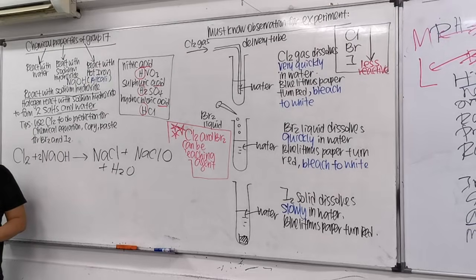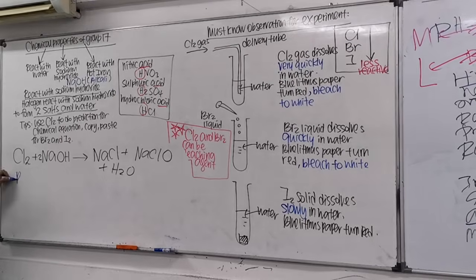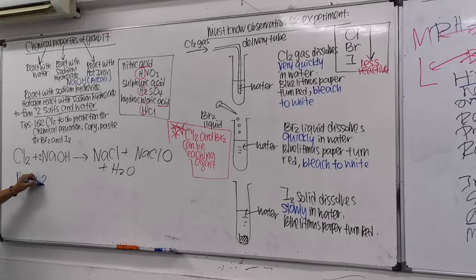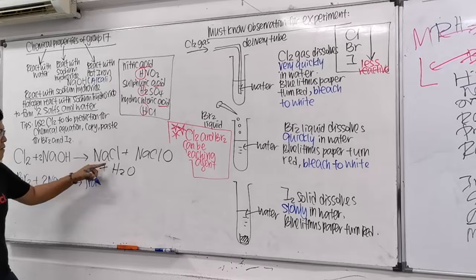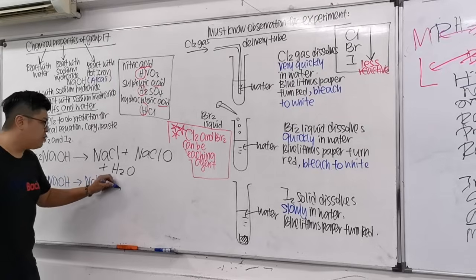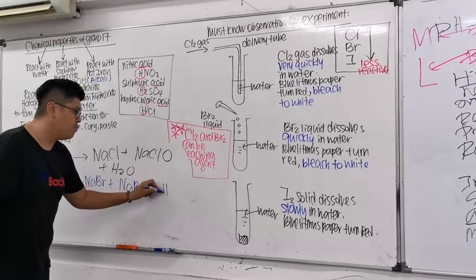You got me? After that, you know what to do. I mean, you are good with copy paste, I think. Alright? So just copy paste up. Bromine, copy paste, 2 NaOH. This one becomes NaBr, Cl becomes Br. This one NaBrO and H2O. Yeah, that's it.